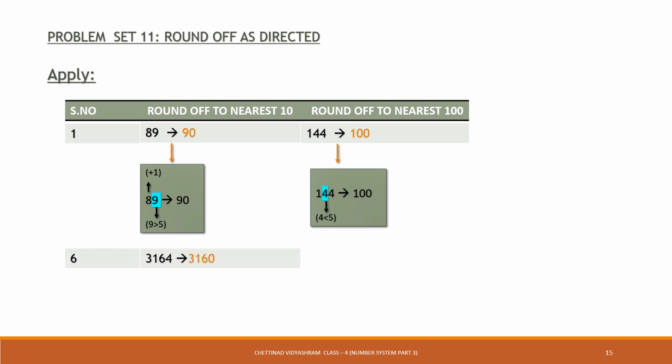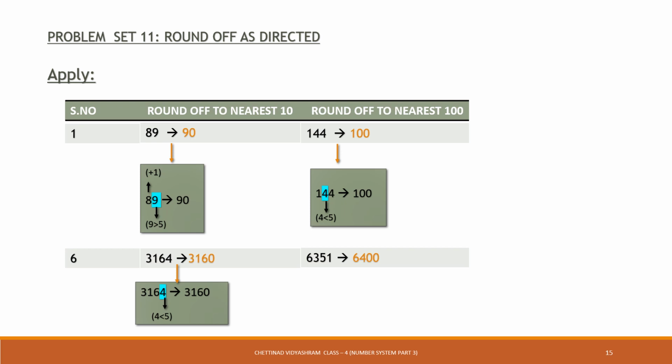Now let us see the sixth sum. 3164 rounded off to the nearest 10. While rounding off it will become 3160. Let us see how. In 3164, the number in the ones place is 4, which is less than 5. So the ones place becomes 0 and the tens place will remain the same, and the remaining digits all will remain the same. So 3160.